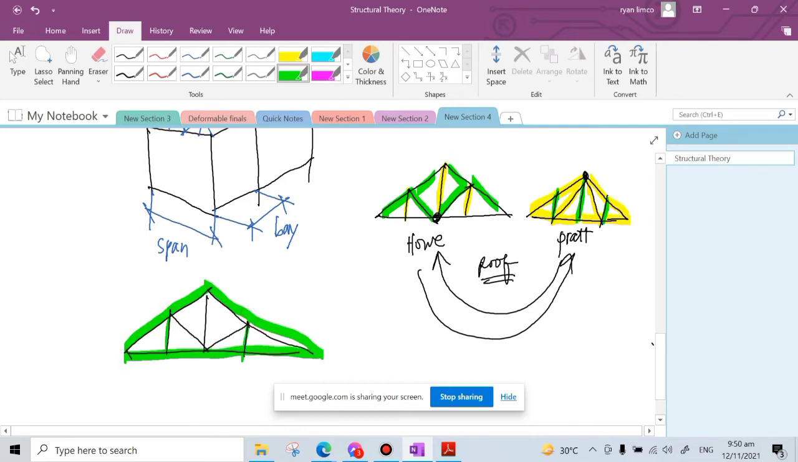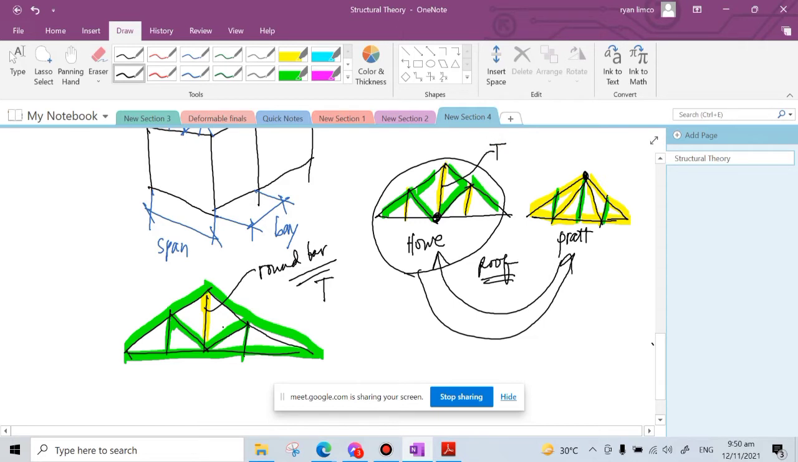Kahoy to, kahoy yan. Maliban dito kay King Post. Yung King Post, round bar. Ginamitan nila ng round bar. Ano yung reason? Yung bakal kasi, matibay yan pagdating sa tension. And sa design na to kay Howe, itong King Post na to is in tension. So sa halip na gumamit siya ng kahoy dito na malaki, gumamit na lang siya ng round bar kapalit ng kahoy. Kasi tension naman yung nilalabanan niya. So mas nagtipid siya.